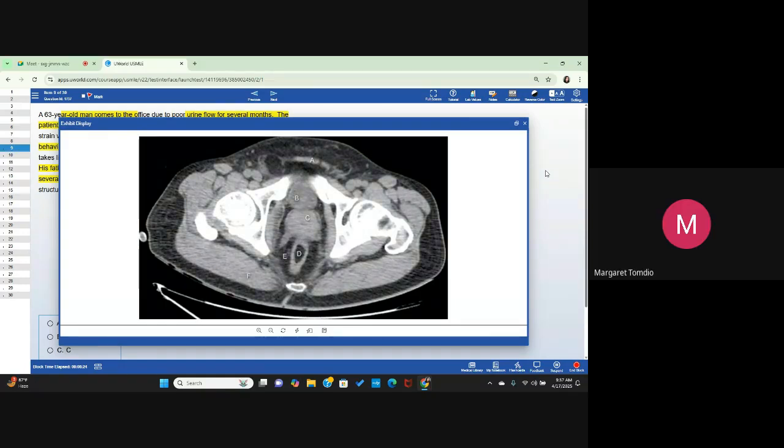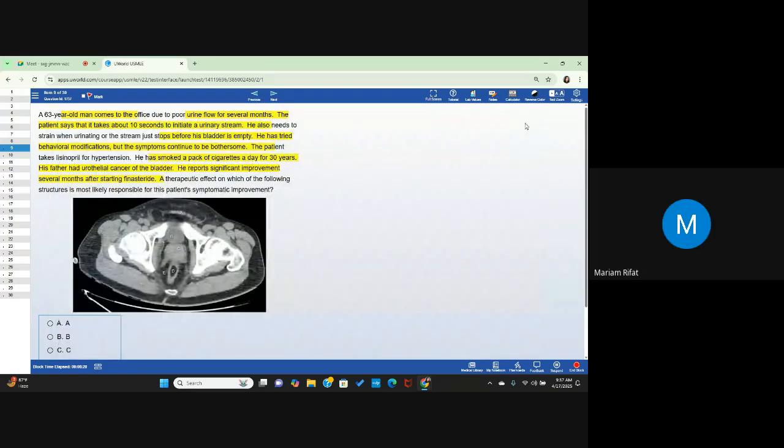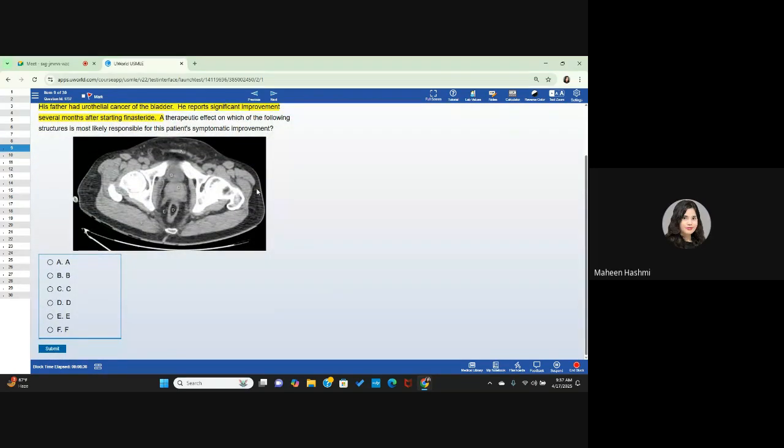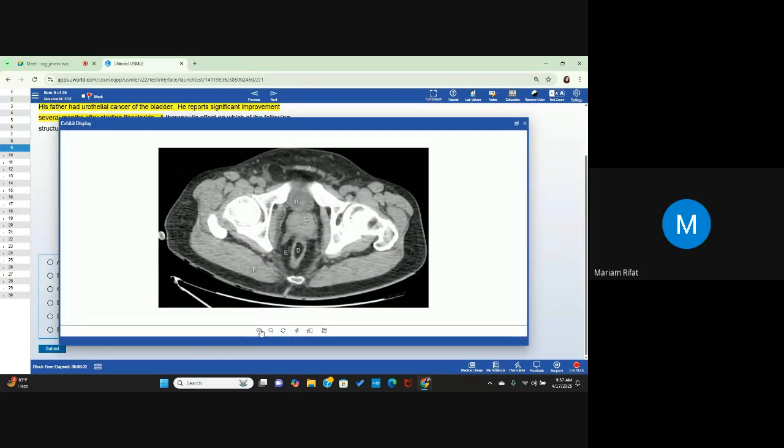Poor urinary flow, so maximum. It means that it's because of BPH. It's showing up the poor stream. So poor streaming of the flow means it's because of BPH, and the old age man also indicates that it's BPH. This is the prostate.